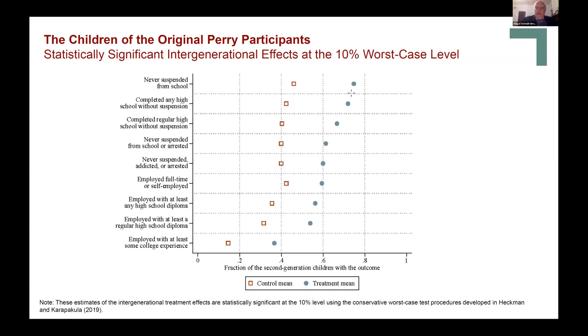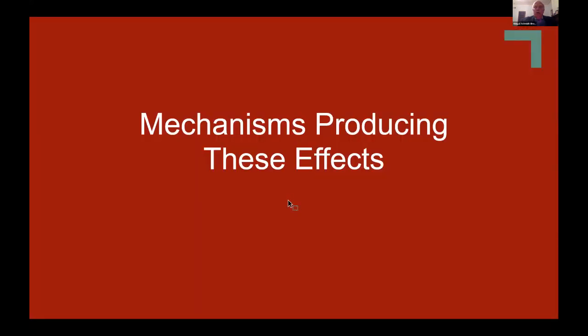But if you look at the children of these original participants, we can still see how well they did in school, much better, how well they avoided the criminal justice system, how much education they achieved, and in a variety of dimensions, we can see how those children prospered. And that, I think, was very important. So we can see that not only the children are benefiting, but they're passing those benefits on to their own children. So how does that happen?